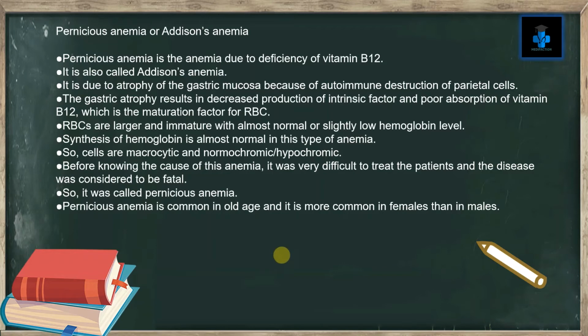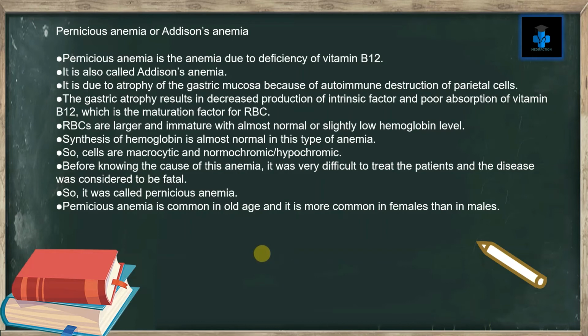The gastric atrophy results in decreased production of intrinsic factor and poor absorption of vitamin B12, which is the maturation factor for RBC. RBCs are larger and immature with almost normal or slightly low hemoglobin level. Synthesis of hemoglobin is almost normal in this type of anemia. So, cells are macrocytic and normochromic or hypochromic.